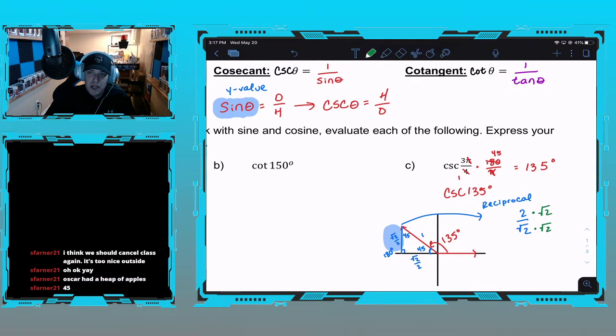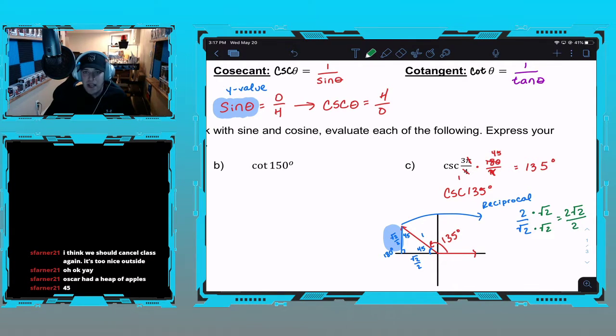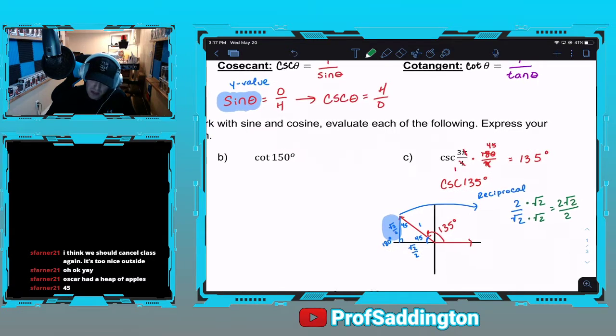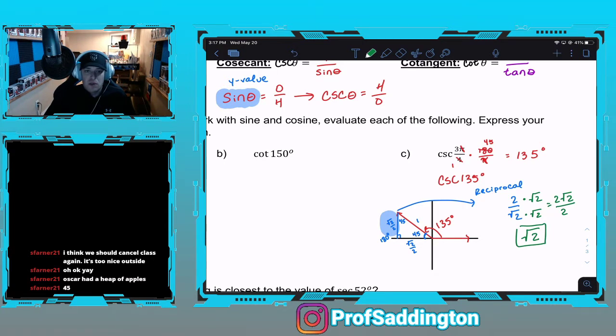So now I'm going to multiply it. 2 times radical 2 is really just going to be 2 radical 2. And then radical 2 times radical 2 is just going to be positive 2. And technically that could be reduced one more time because the 2's on the outside would cancel out, and radical 2 over 2 would be the reciprocal for that. Okay?